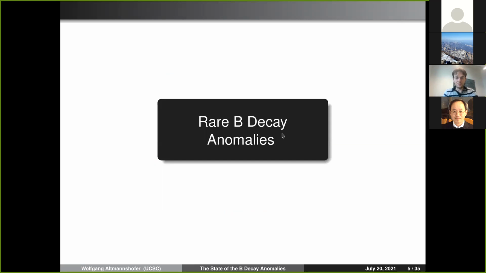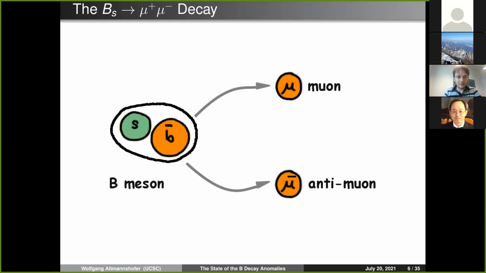All right, so let's go into more details and discuss these various entries in this plot that I just showed. Let's start with the purely leptonic decay of a Bs into mu plus mu minus, arguably the simplest rare B meson decay that one can look at. We have the Bs meson decaying into this two-body final state made up of a muon and an antimuon.